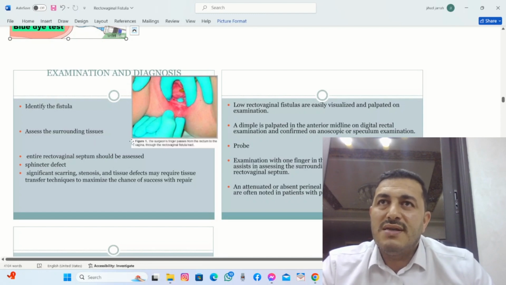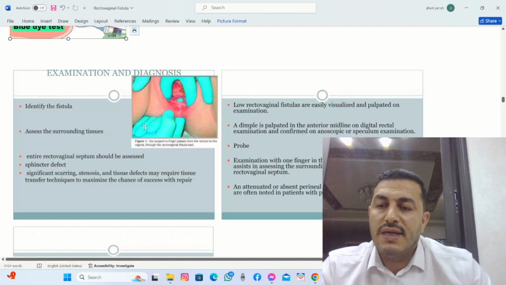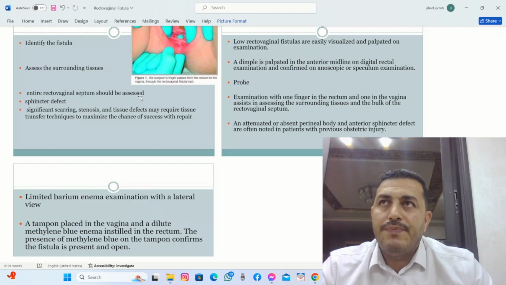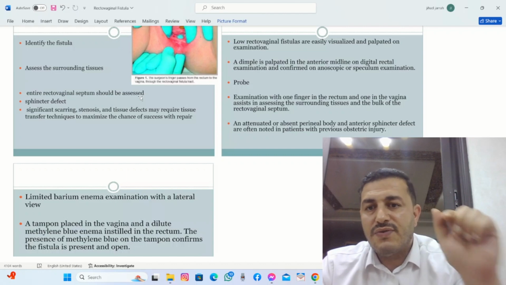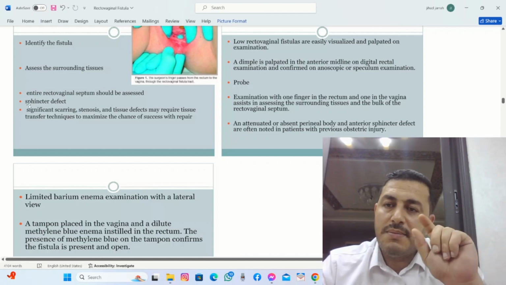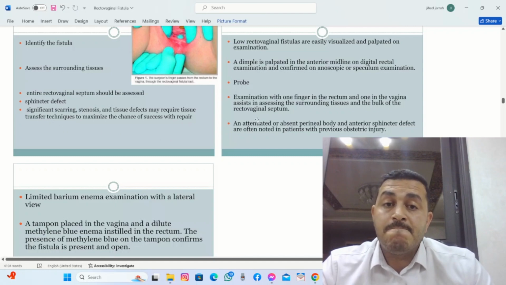Some literature says imaging is usually required for high fistula and complex fistula, while low fistula doesn't require it. The entire rectovaginal septum should be assessed. This is where I said the importance of the PV, or per vaginal exam. You have to put your two fingers and feel even the thickness of the rectovaginal septum. I mean, one finger through the rectum, the other in the vagina. Look for significant scarring, tissue, stenosis. What else?